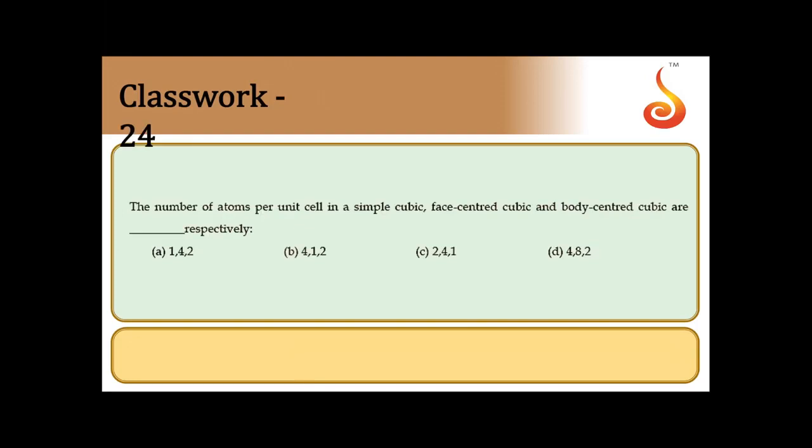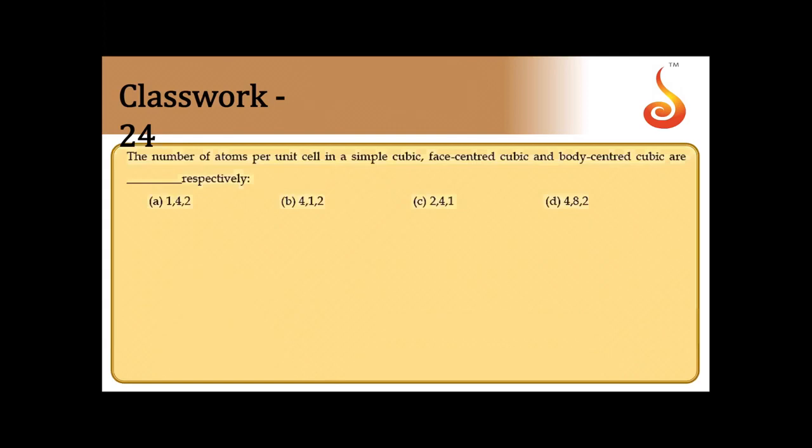Next, the number of atoms per unit cell in simple cube, face-centered cube, body-centered cube are. For a simple cube, the number of atoms is only 1, face-centered will have 4 per unit cell, and body-centered will have 2 altogether. So the answer comes to option A: simple cube 1, face-centered cube 4, body-centered cube 2.